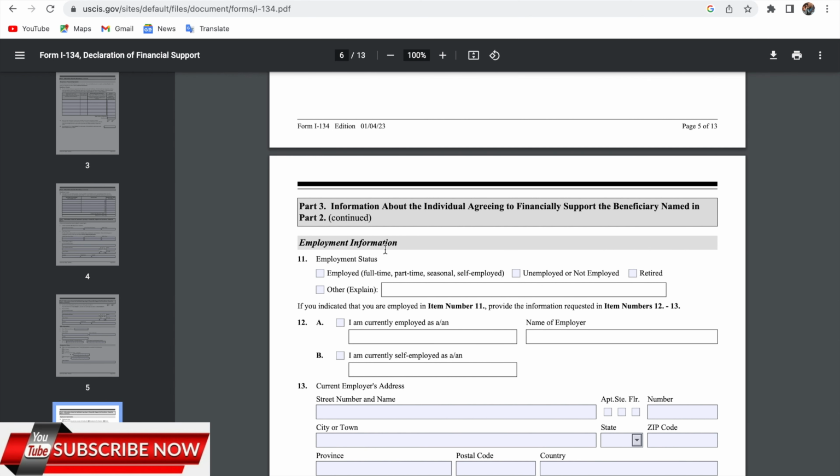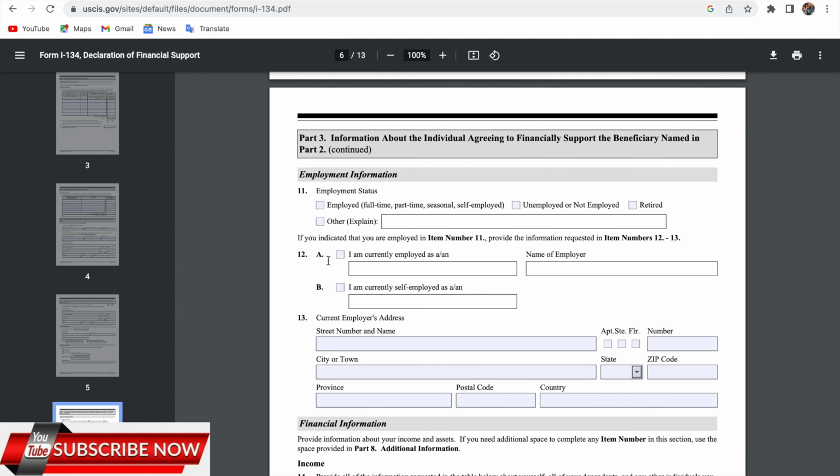And it says employment information. The employment information, employment status, is still talking about the sponsor, the one sponsoring the beneficiary. For the employment status, you just put in if they are employed full-time, part-time, seasonal, or self-employed. If they're unemployed, you put it over there. If they're retired, you put it over there. And it says if you indicated that you are employed in number 11, provide the information requested in item numbers 12, 13. So you put in the information.